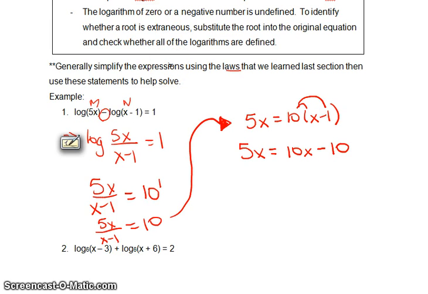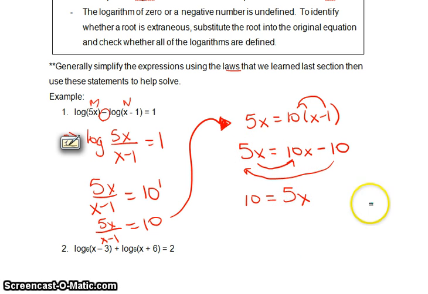We're going to move all the x terms to one side, all the numbers to the other side, and then solve for x. So we'll move 5x over to the right hand side, and we'll move 10 to the left hand side. So to move 10, we'll add, so we'll have just 10 is equal to 10x minus 5x, which is 5x. And then finally, to get rid of the 5, we're going to divide both sides by 5. So we have x is equal to 2.